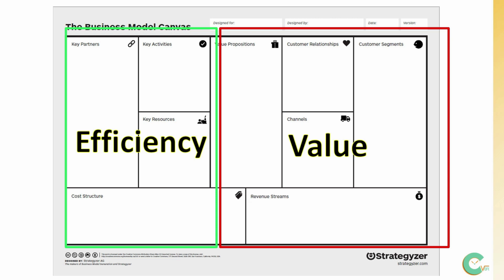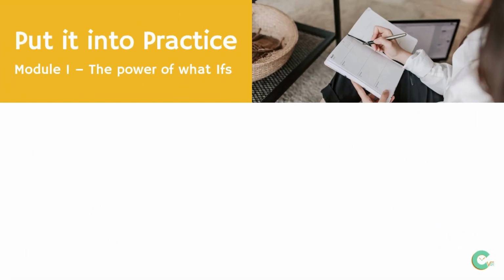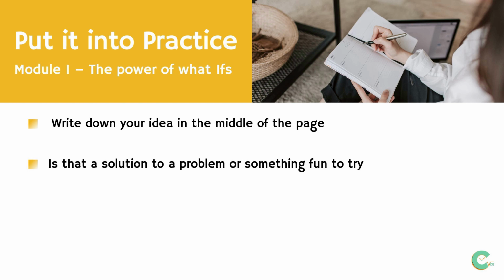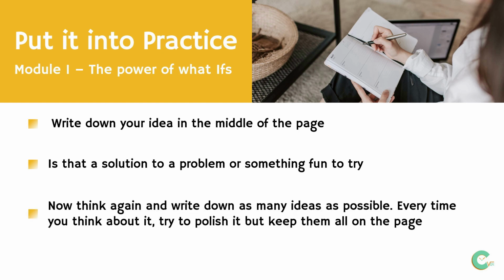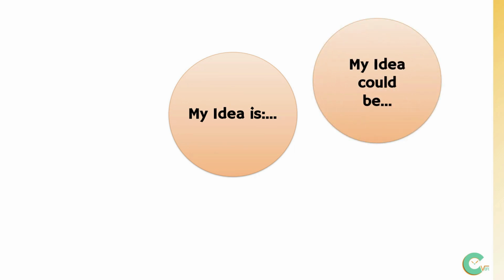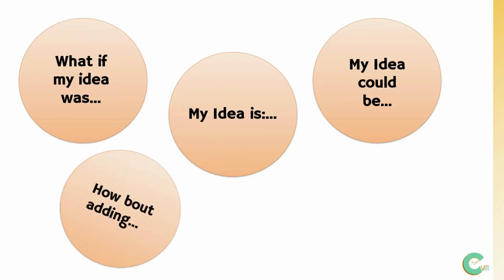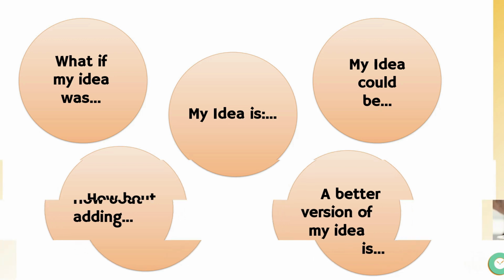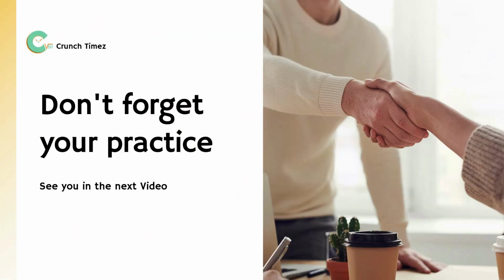So for now, I want you to start practicing what we talked about so far. Grab a piece of paper and write down your original idea in the middle of the page. Use the sticky notes or any other ideation techniques and start massaging your idea. Ask yourself, what if my idea could be better than this? Or how about adding extra features to the product? Try your best to create different variations of your idea, and every time you think about it, make it better. Don't forget your practice. Spend as much time as you like on it, and then come to our next lesson.